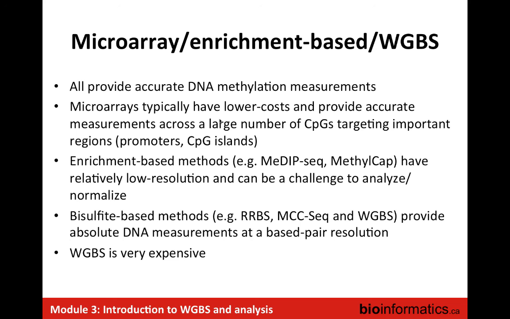Yes? You mentioned that polymorphisms can have an impact if you use these arrays. I guess these arrays choose specific CpGs that are not polymorphic in humans. But if our question involves polymorphism, the probability that it would impact the result, yeah, absolutely. And can you not go for arrays and go for something else? Yes, so I'll touch on that a little bit.